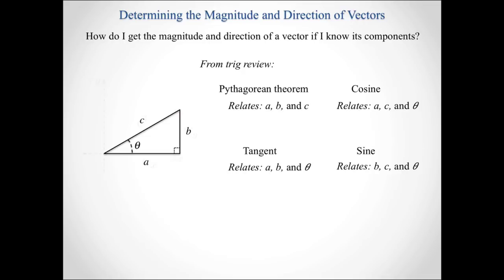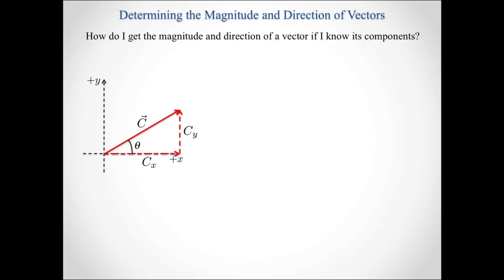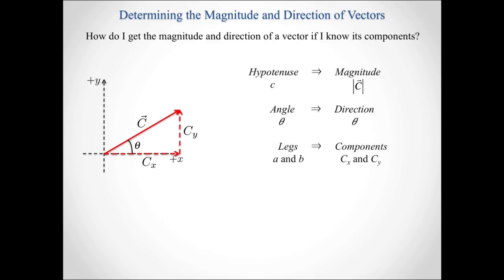And again, what we've done so far is say that if I have a vector C that points out in a certain direction, and it makes an angle theta with the x-axis, then I'm interested in how the information I had previously now maps to talking about vectors. Well, the length of the hypotenuse is going to be equal to the magnitude of the vector C. Theta is still going to be theta. That's telling me the direction. So we'll talk about that angle as giving us the direction of the vector. And then my legs A and B are going to be the lengths of those components. So the legs A and B will tell me what's going on with the components Cx and Cy, the x and y components of vector C.